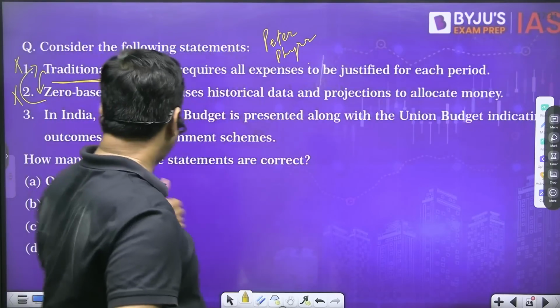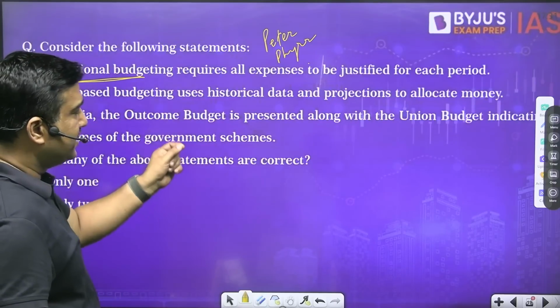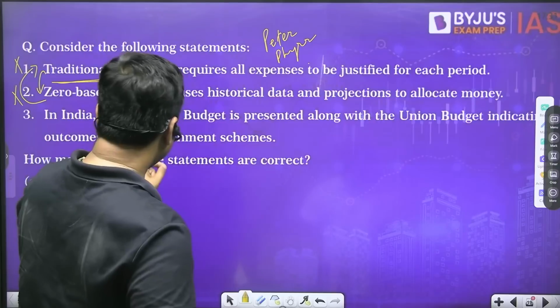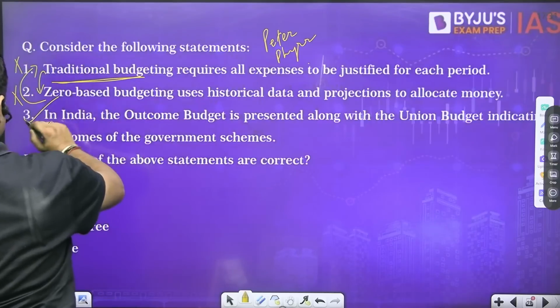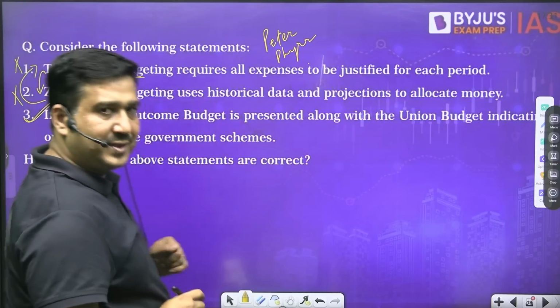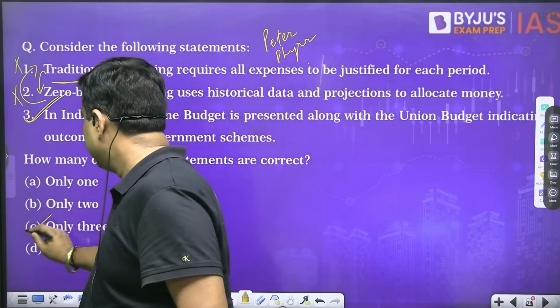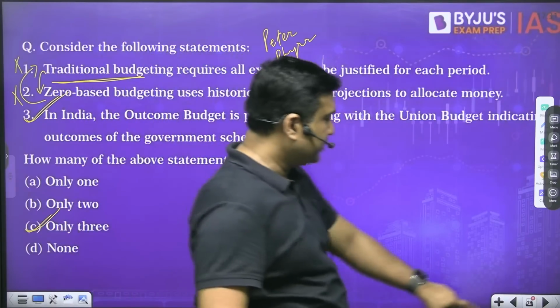And now third statement, in India, the outcome budget is presented along with the union budget, indicating outcomes of the government schemes. So this statement is correct. So in this given question, answer is C, only 3. Now let us move on to another question.